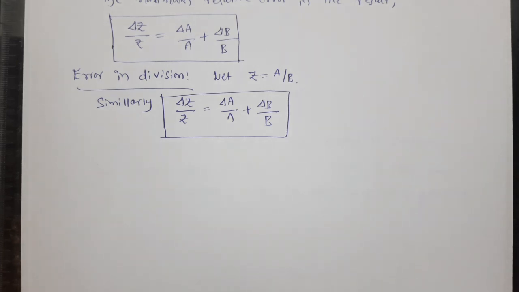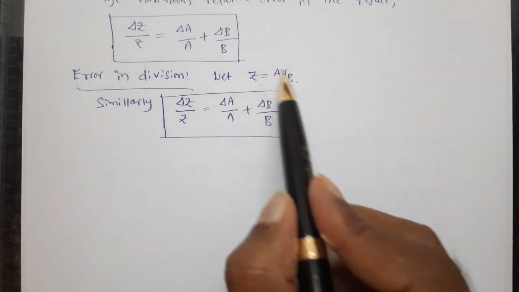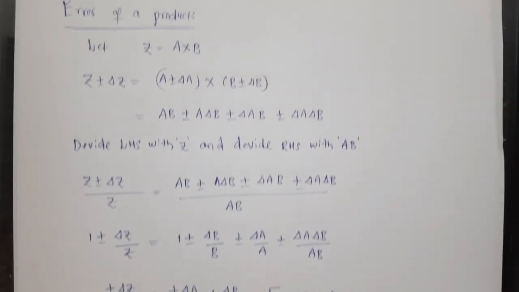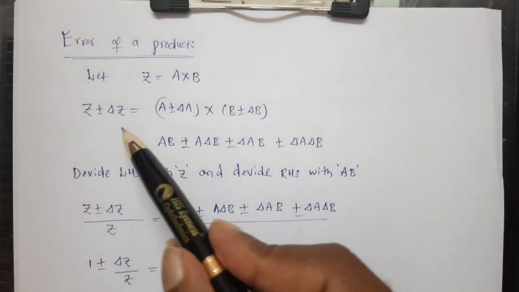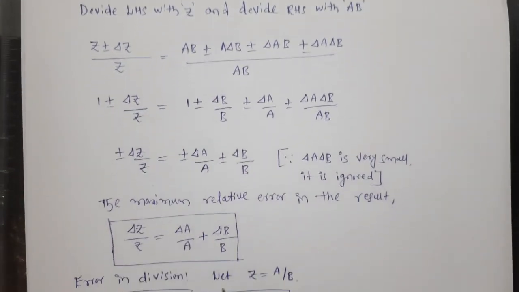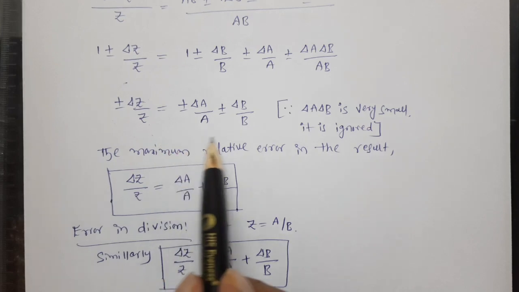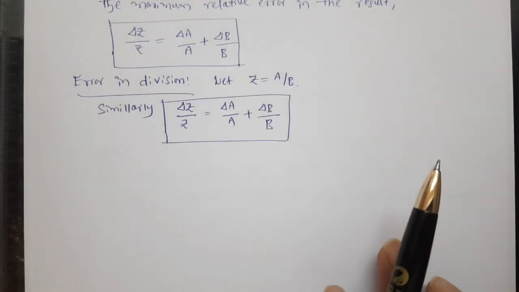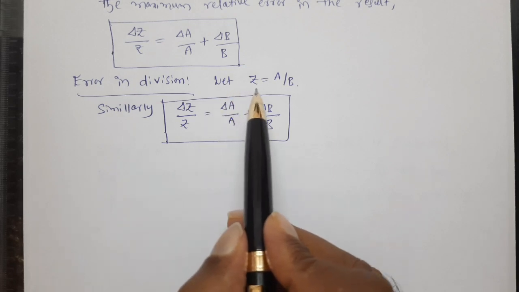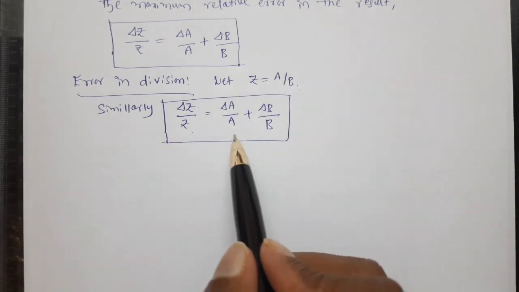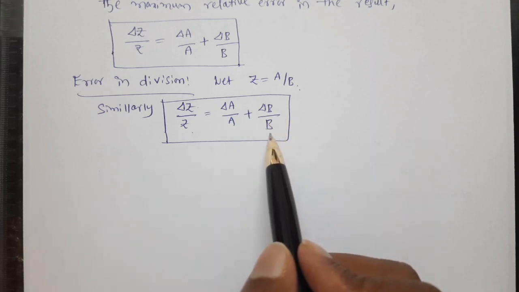Yes, error in division. Let Z is equal to A by B, and similarly here we are showing like this, right? So in the case of product, we are taking error like this and we are dividing like this, and finally this is the result we are getting. So in a similar manner in division also, when Z equal to A by B, delta Z by Z is equal to delta A by A plus delta B by B.